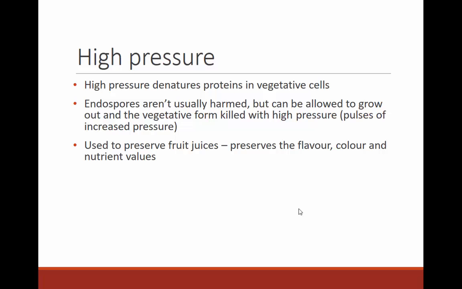two-part decrease in population. And high pressure can be used to preserve fruit juices, etc. And that is great because you're not getting the temperature associated with it, so you're not going to get a change in the organoleptic properties of that particular food.